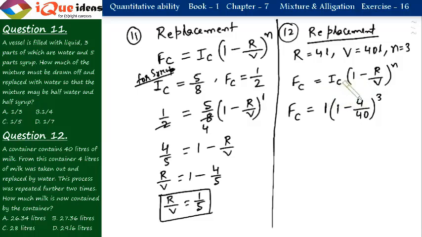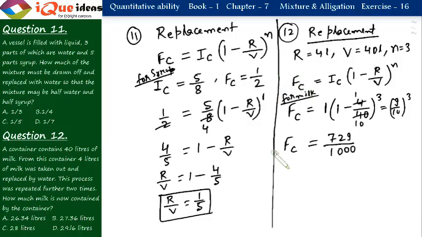Now 4 by 40 is 1 by 10. 1 minus 1 by 10 is 9 by 10. So it is 9 divided by 10 to the power 3. So final concentration of milk is 729 upon 1000. Now this is the final concentration, right? The volume is still 40 liters because we are replacing by water. And we are doing the whole process for milk only. So I'll just repeat here, it is for milk.